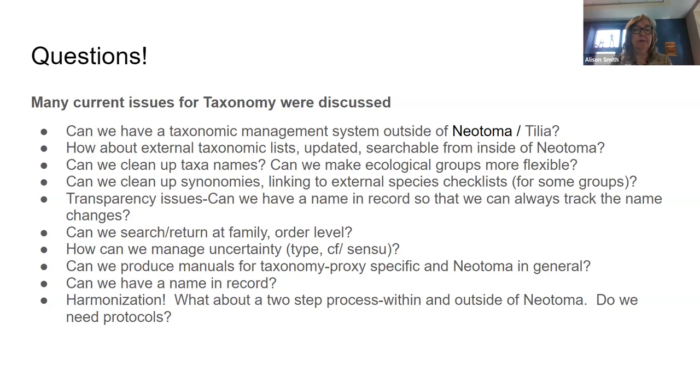Transparency for synonymies, transparency for having a name and record so that we can always track the name changes. Can we search and return at the family level, at the order level? That's not really possible right now. Could it be? Can we manage uncertainty in a better way than we do right now, where we use a lot of terms, of course, type, CF, sensu, but we do this quite a broad approach.